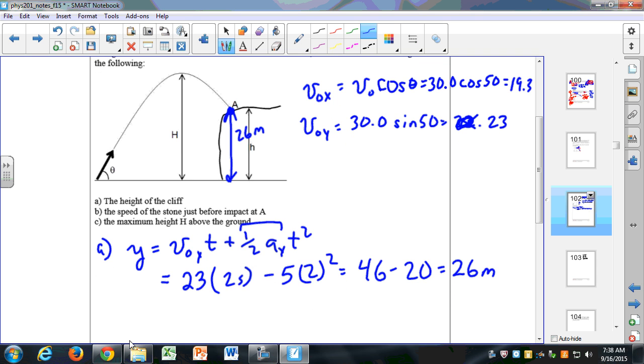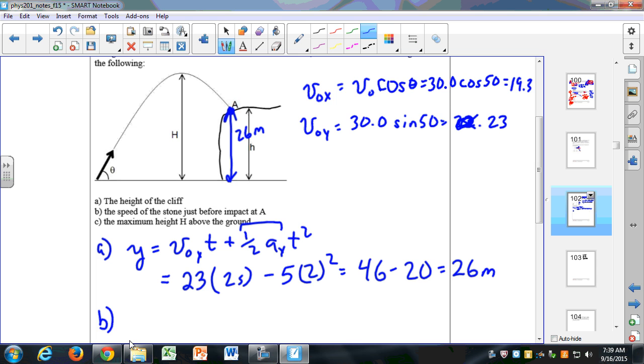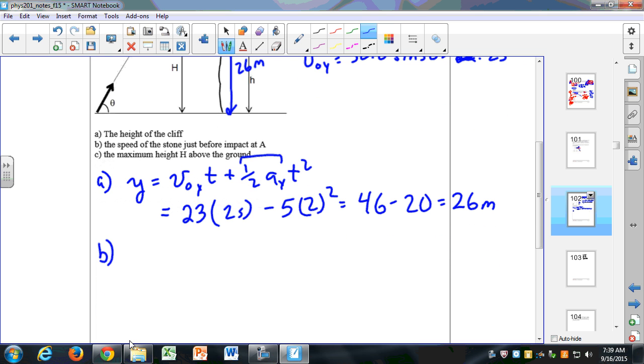I also want to know what is the speed of the stone just before impact. So I know that my stone has two components of velocity. It has the x component of the velocity, which we already know, right? It's going to be what we've already found, that 19.3. So my Vx is 19.3 meters per second. And then I also want to find my Vy.